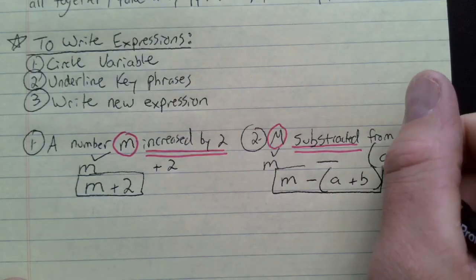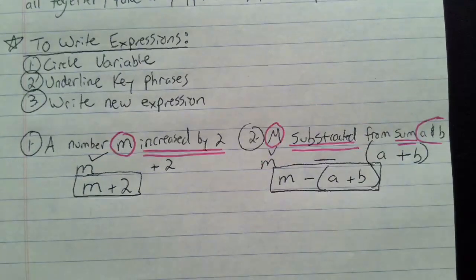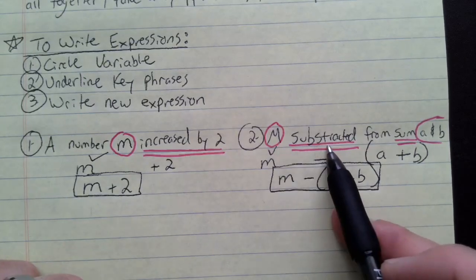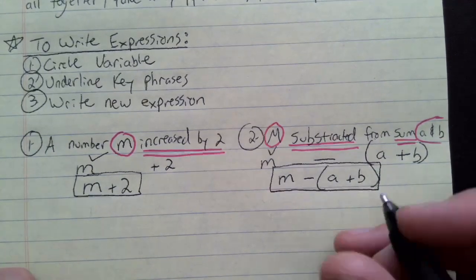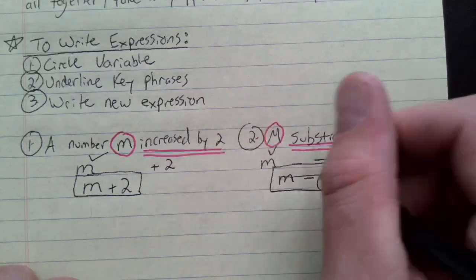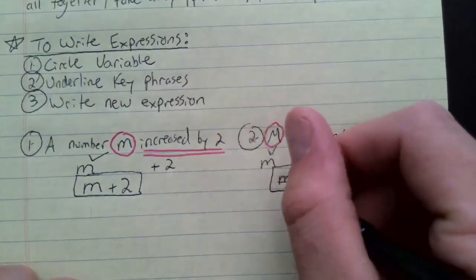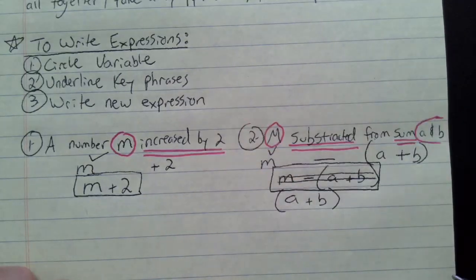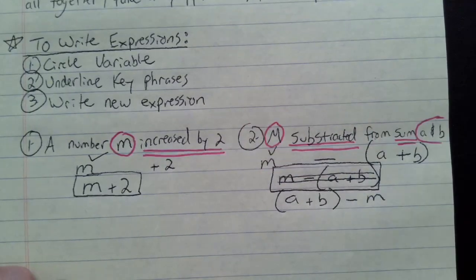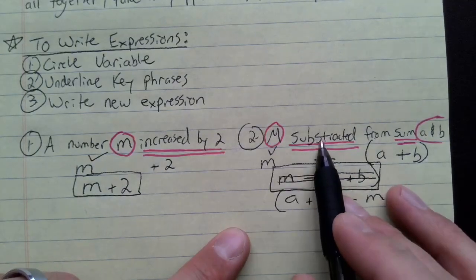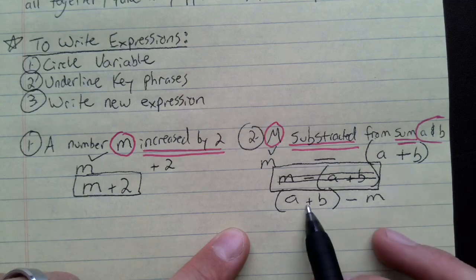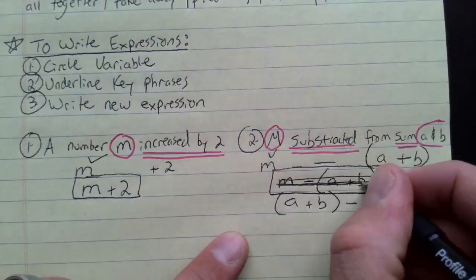M minus, parentheses, A plus B is going to be what you find. Now, as you look at this, M subtracted from A plus B. So really what we're looking at right there is A plus B in parentheses minus M, because M is subtracted from the sum of A and B. M is subtracted from the quantity A plus B.